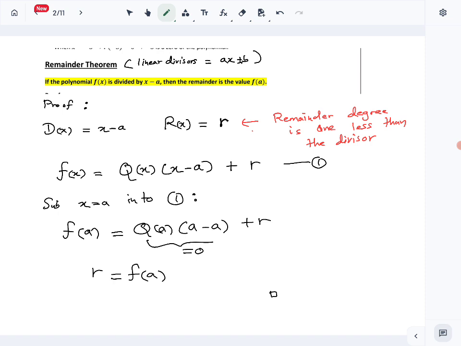Sometimes they will ask it in the past paper questions, right? So this is a short proof using the division algorithm. Okay. So remember, any polynomial divided by a linear divisor, the remainder is always going to be what? f of a. Okay, f of a, right?